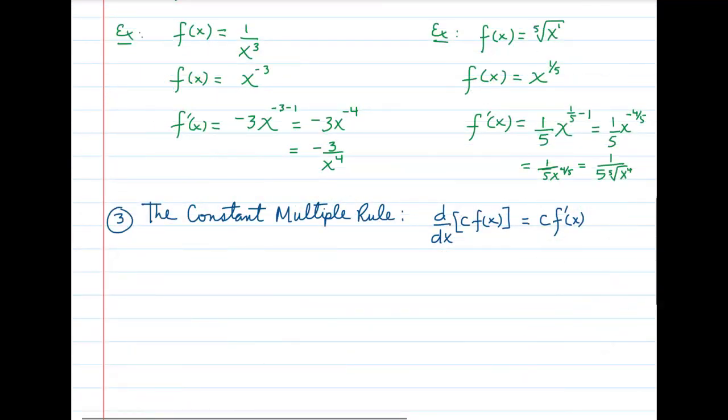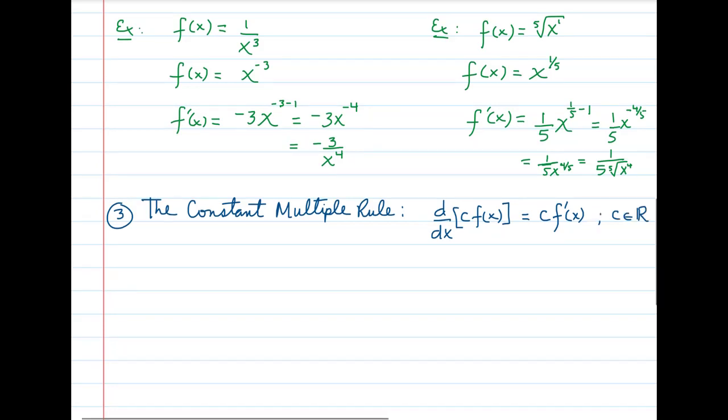Okay, so our next rule here is the constant multiple rule, and this one is pretty straightforward. When we have a constant multiplying a function, this constant can come outside of the derivative. Again, if you have a c, the c here is just a real number, any constant. C is a real number, and the derivative of a function that is being multiplied by a constant is equal to just the constant times the derivative of that function.